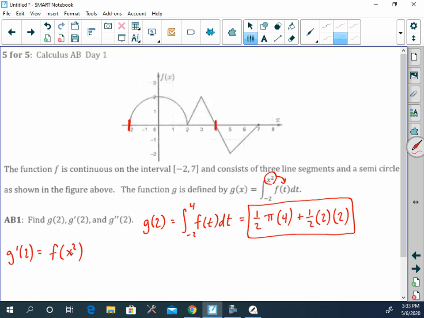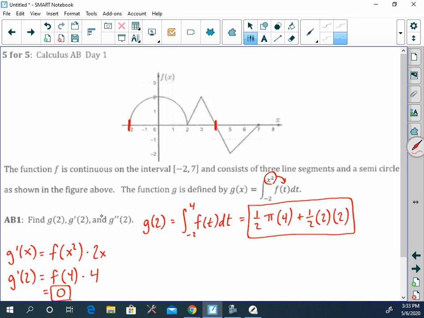So the derivative of x squared would be times 2x. I should have called this the derivative at x instead of the derivative at 2. Now if I want to find the first derivative at 2, I'm going to plug 2 in for my x's. So this would be f of 4 times 2 times 2, so 4. And our f of 4 here is this function at 4, so 0. So we get 0 times 4, which is 0.